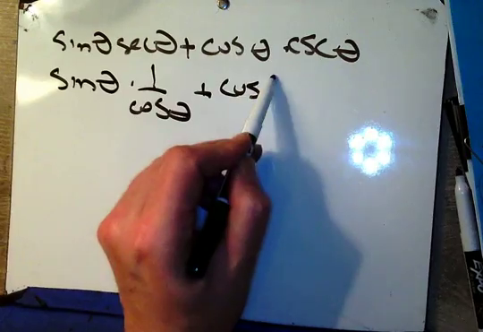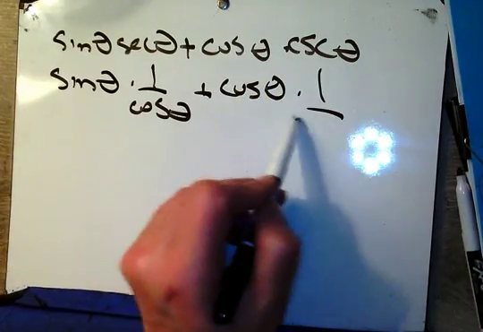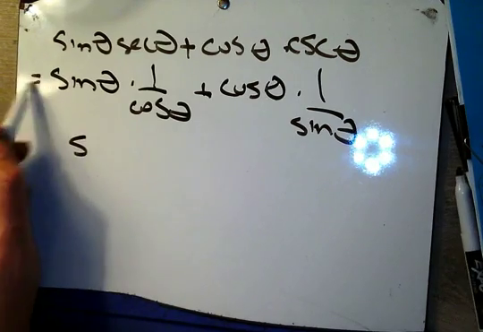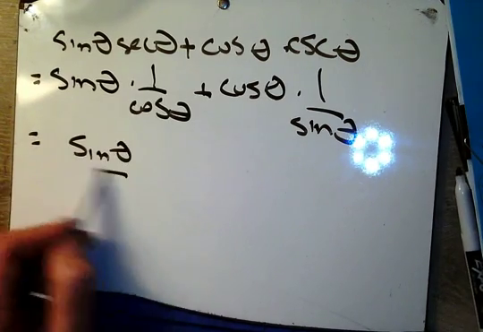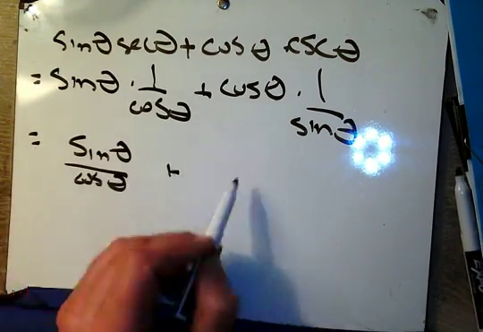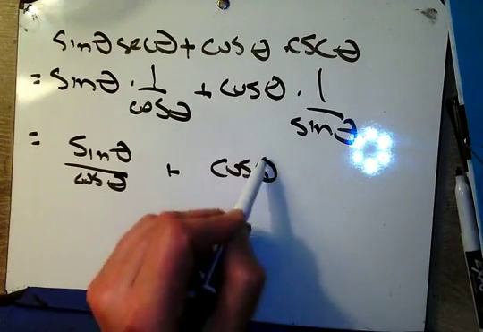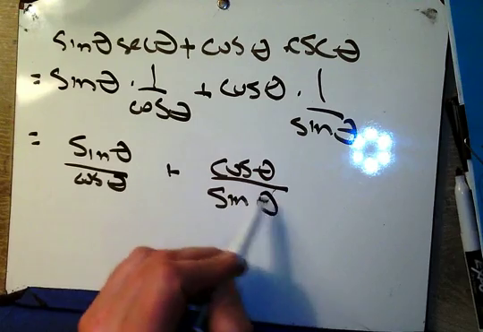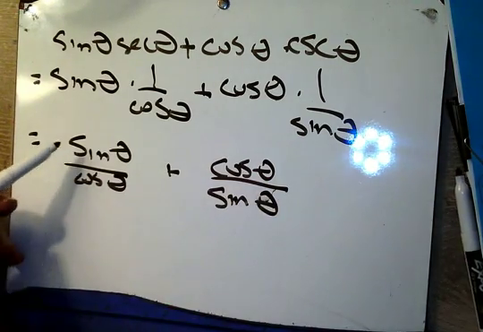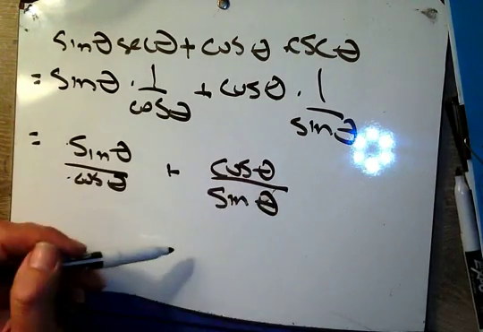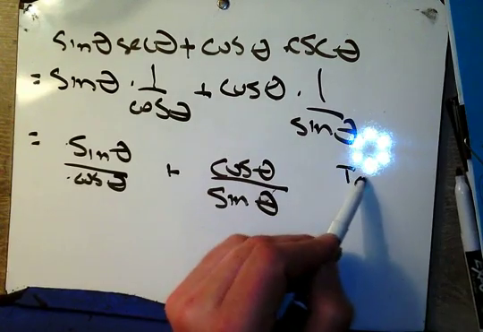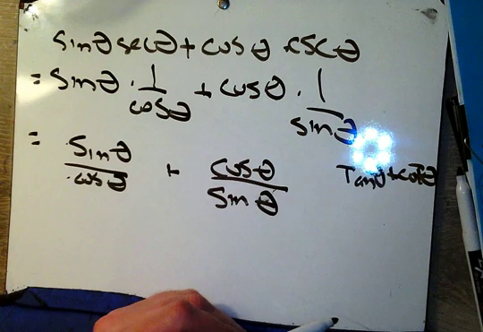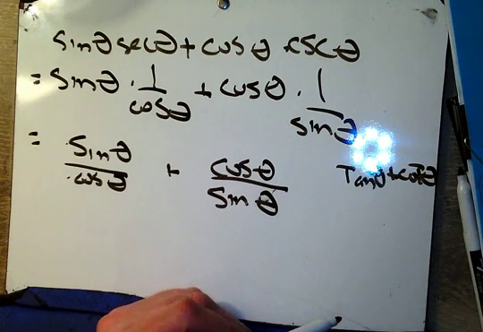And I know that cosecant is 1 over sine. So I guess I could write this as sine theta over cosine theta plus cosine theta over sine theta. And yes, it's very tempting to say, oh, that's tangent plus cotangent, and stop there. Tangent theta plus cotangent theta. Yeah, I want to keep going.